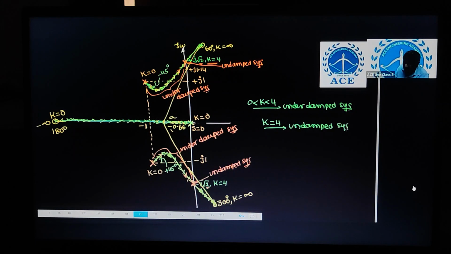What is the natural frequency? Omega n equal to what? Root 2 radians per second. That's all. Next problem. Is it clear, all of you? Any more doubts?